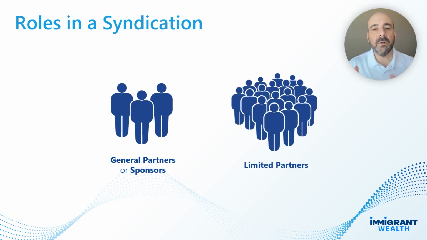The second group is called the limited partners. Now, these are the individuals that put in, say, $100,000 or $200,000 into a syndication. They're the ones that put the majority of the money into the deal, and there's a lot more of those because you need to raise many millions of dollars. So usually it takes a large number of investors to take part in it.